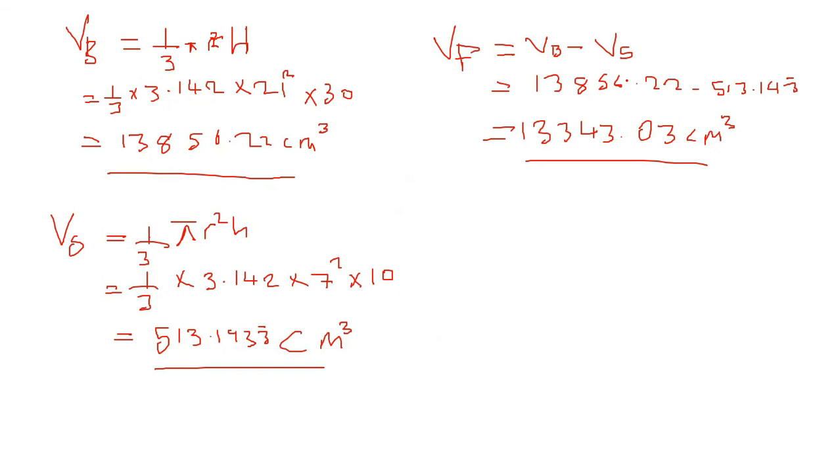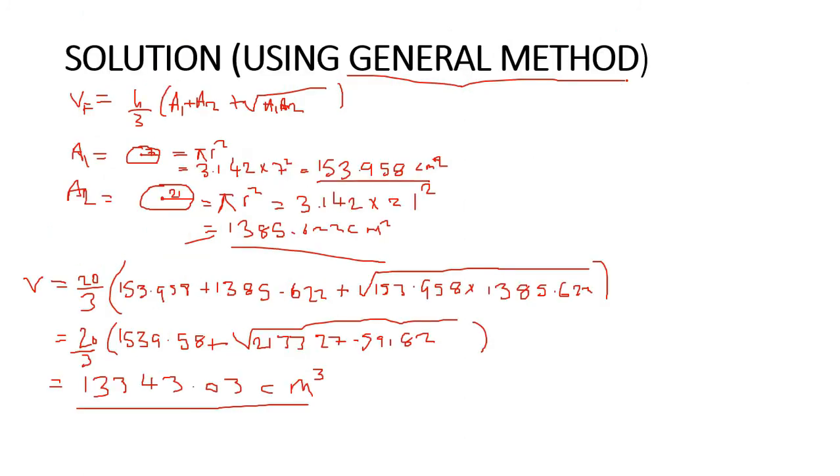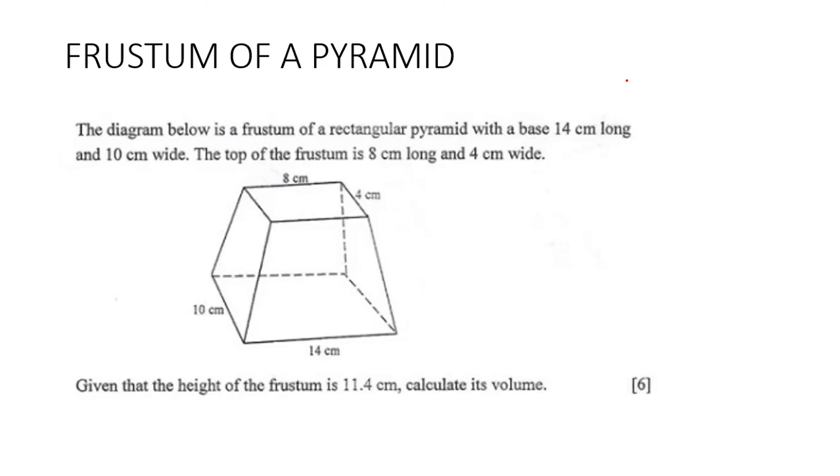But this method for similarity and congruence is only good when you've been asked to determine the height, and also when you're just dealing with the cone. That's when this one is useful. But this general method is applicable on both. Let's see how we can apply it on a frustum.